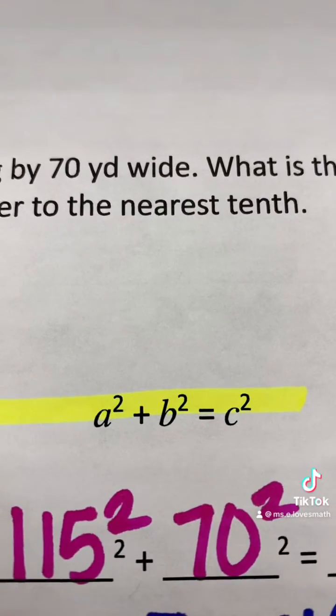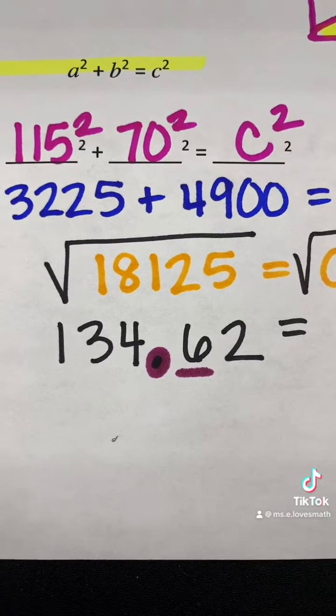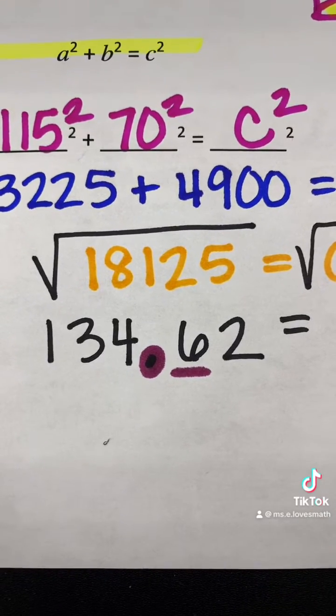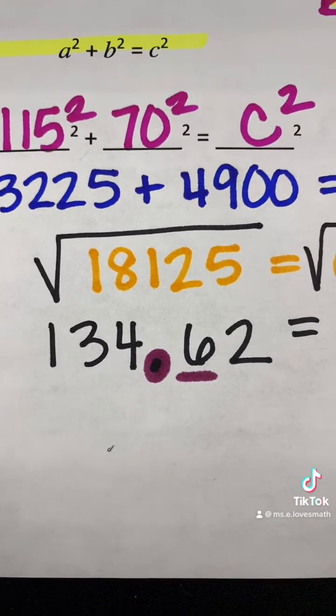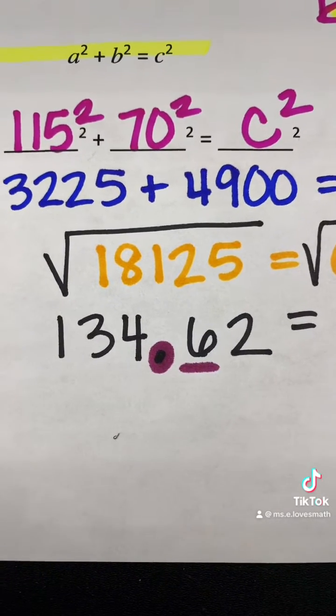However, they asked us to round to the nearest tenth. The tenths place is always the number directly to the right of the decimal point. So as you can see here, I have dramatized our decimal point so that you can see the number directly to the right, which is 6.